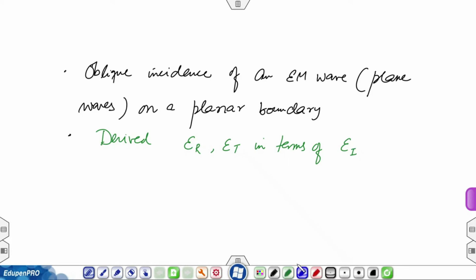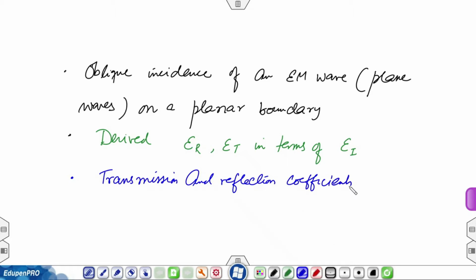So, in this lecture we will talk about the transmission and reflection coefficients for oblique incidence, and this will also take us to the Brewster angle, polarization by reflection, and the total internal reflection, and so on.